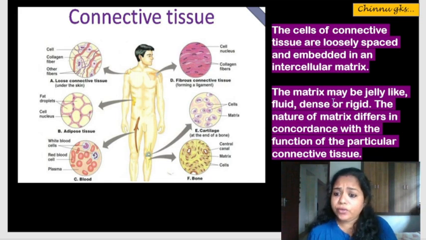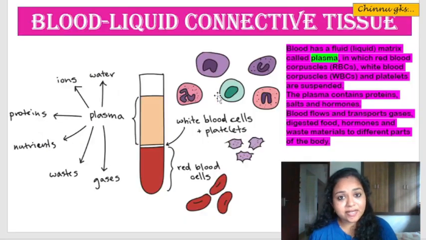So you have fluid type of matrix, dense type of matrix, or rigid type of matrix. Having a look over here at the different connective tissues, an overall idea has been given. You have the loose connective tissue, the adipose connective tissue, blood, bone, cartilage, and the fibrous connective tissue. These are the different kinds of connective tissue. We start with our first type of connective tissue, which is the blood.